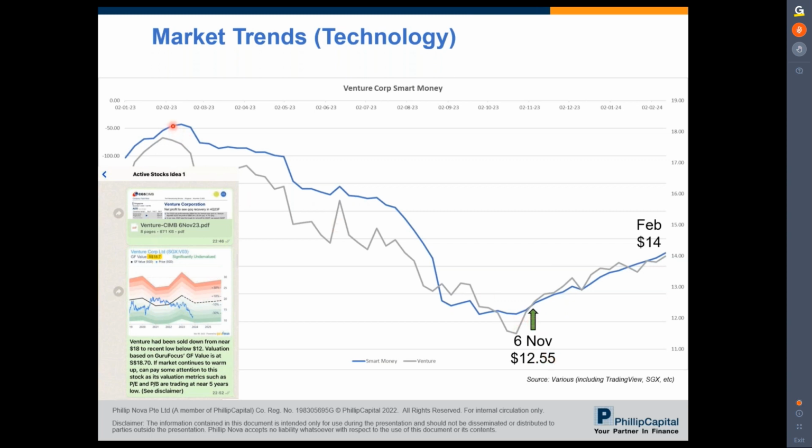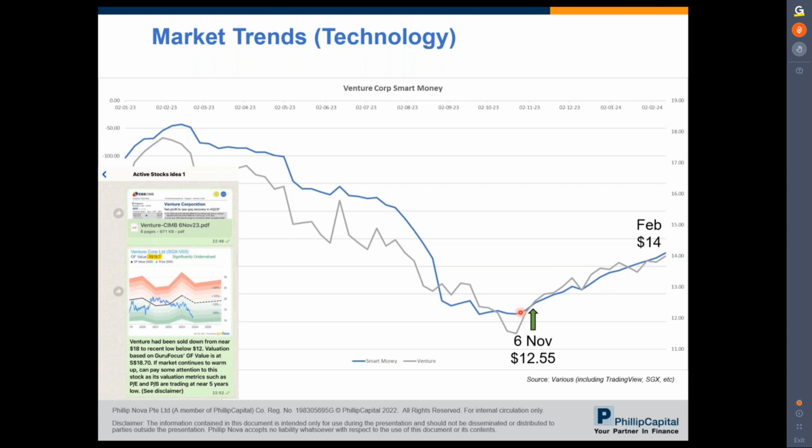Since early 2023, for about 9 months, the share price of Venture hasn't been doing so well. Smart money had been selling Venture for almost 9 months, until about November, when the trend changed and smart money started buying Venture. And that's why you see that, similarly, the Venture price starts to go up.